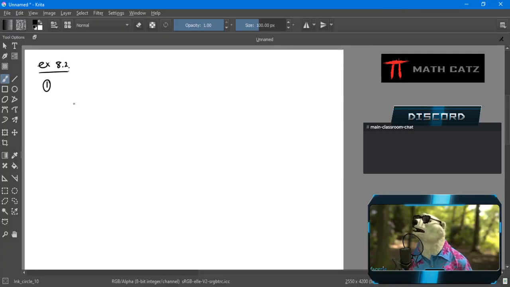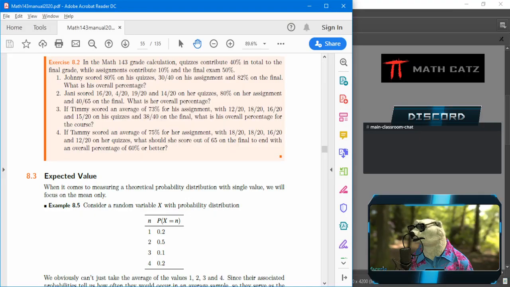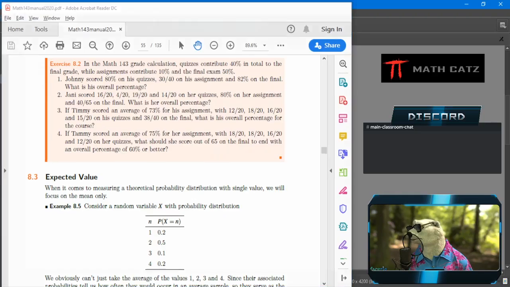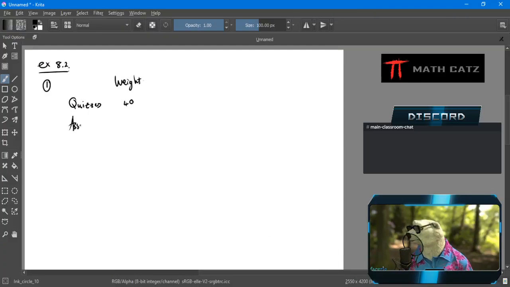So we have quizzes contributing 40%. So that could be their weight. I'll just make it 40 so we don't get confused between different kinds of percentages. We have our assignments that has a weight of 10, and our final exam has a weight of 50.